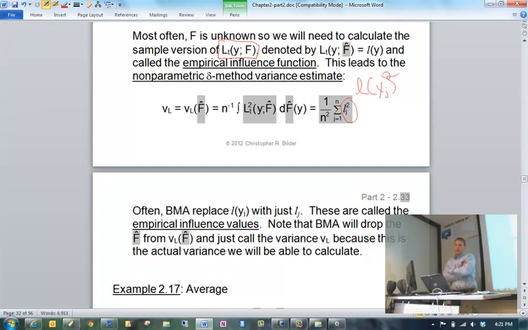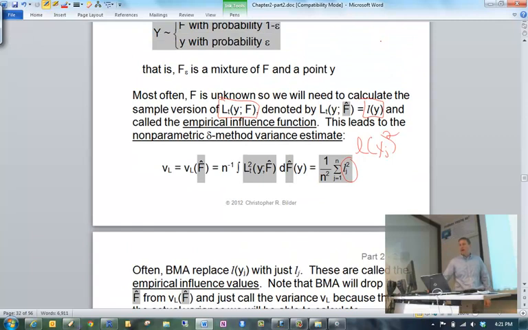Well, you're never going to really know F. You're in a totally non-parametric setting, so how about we replace it with F hat? When I replace it by F hat, then we call this the empirical influence function. And it's denoted in our book by L of y. Now when I write it out, I try to represent it just the way the book does with this little italicized L. What I will do is use a little script L, just to help differentiate it. Otherwise, it might look like a 1.